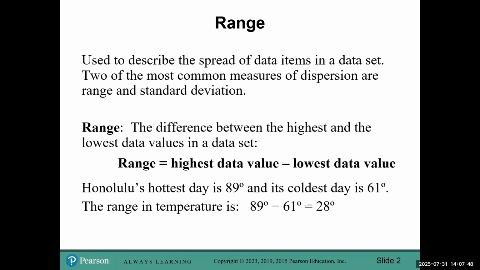So the easiest, most simple way of figuring out the spread is to just take the high value, the low value, and subtract them. For example, in Honolulu, the hottest day of the year is 89, the coldest day is 61. So the range in temperature is 89 minus 61, 28 degrees. This, while easy, is also the least informative.